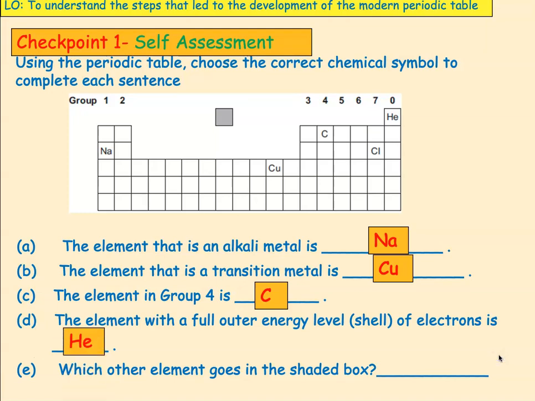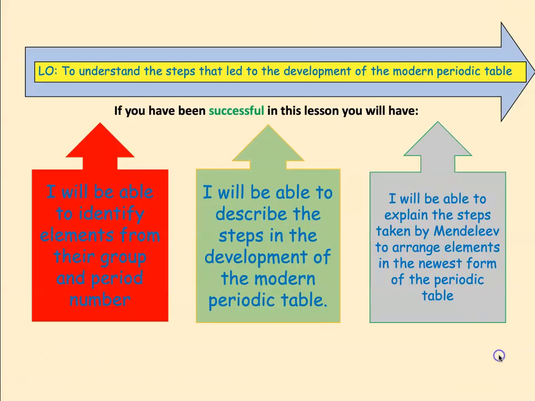And the other element that goes in the shaded box, that's the only one that's floating on its own, is hydrogen. Okay, so hopefully now you're able to identify elements from knowing which group they're in and where they are in the periodic table.